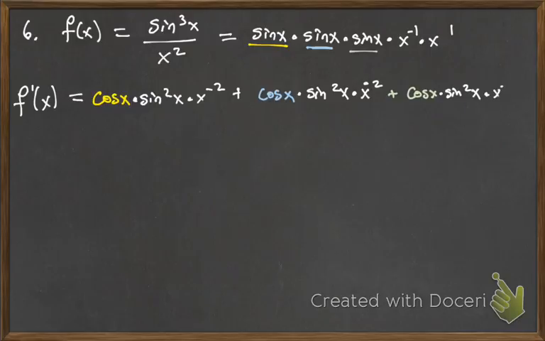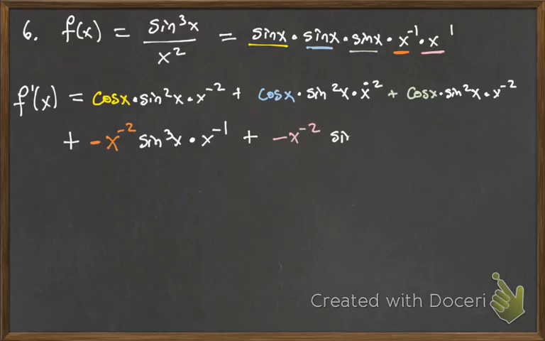Okay, and then we'll take the derivative of those x's, so the derivative of that x to the minus 1 will be negative x to the minus 2. There's 3 sines and an x to the minus 1 left over, and then we'll do the same thing for the last term there. So then we'll collect our like terms.